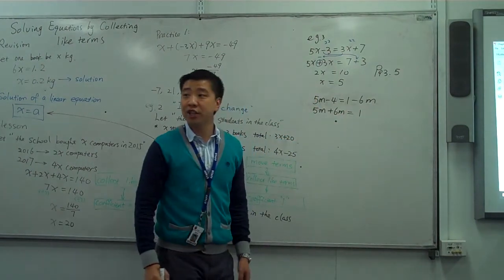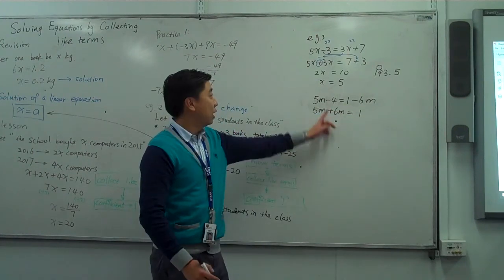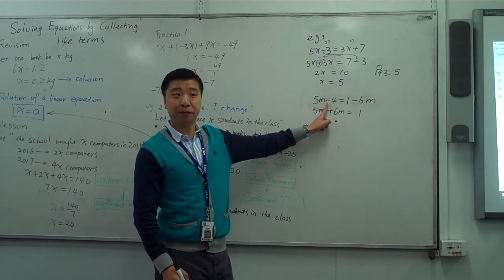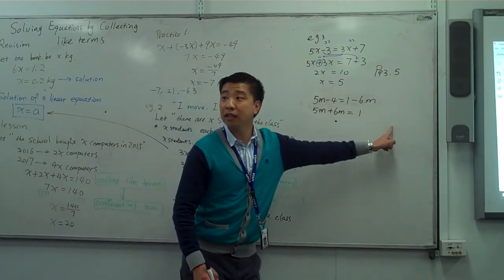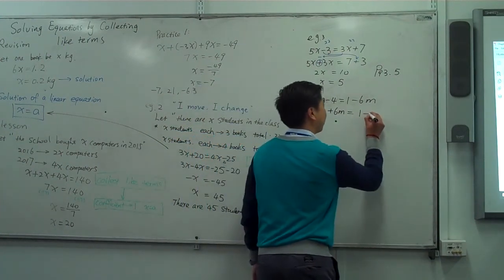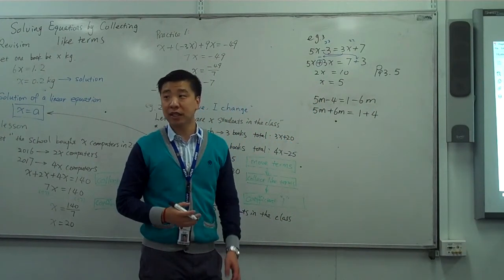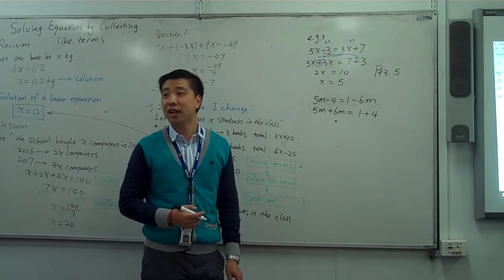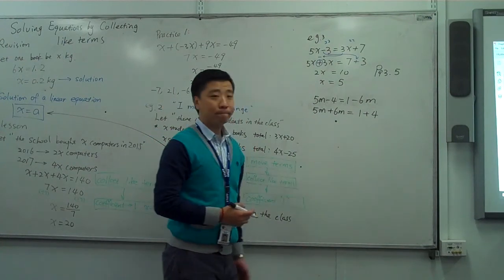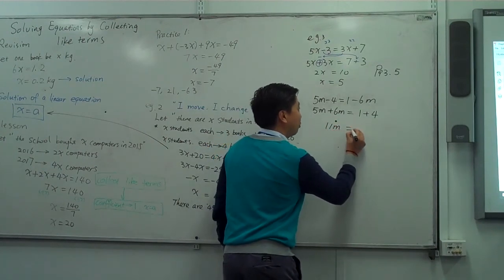Now, right hand side. 1. Do I change 1? No. Leave 1 as what it is. How about next, negative 4? Move to the right. I change. I hope when you are sleeping, you still say I move, I change. Good. So 11n equals 5.